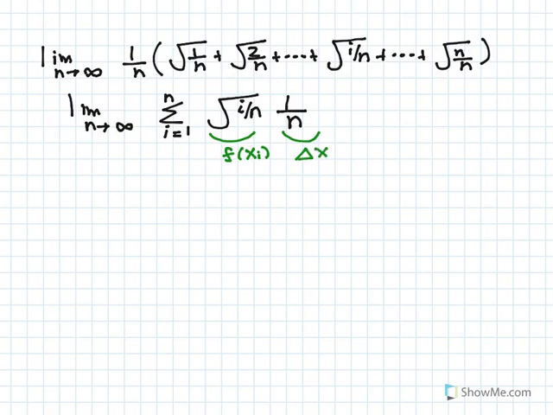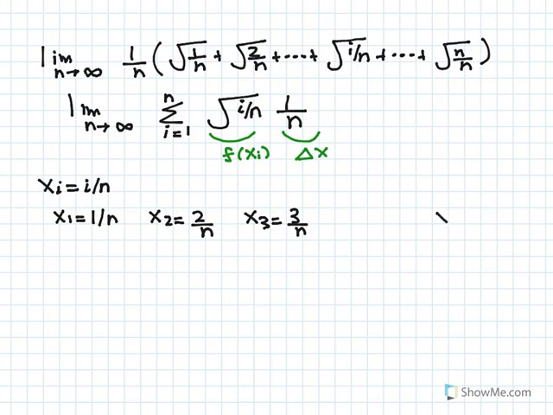All right, so let's let xi be i over n. If you let i equals 1, you get x1 is 1 over n. i equals 2, x2 is 2 over n. i equals 3, x3 is 3 over n. In general, i equals n, xn is going to be n over n. That's equal to 1, and that's equal to b. xi is i over n.